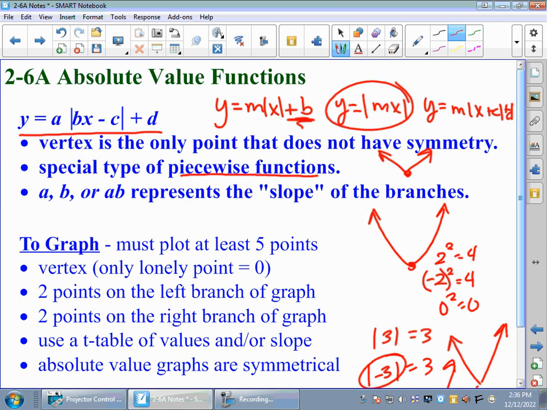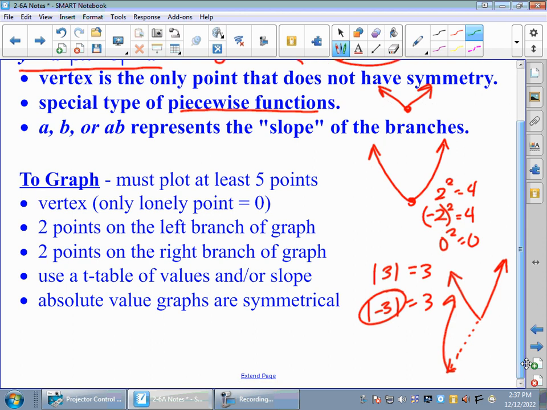The vertex is the tricky point that you just have to do the calculation for. After that, we can make a table of values, or you can just count slope. I really don't care. Slope is probably the easiest. The only thing you have to be careful of is when you count slope at the V, from the vertex, I go up and over, you're going to go up and over the other way. You actually have a positive slope and a negative slope at the same time. So you do have to change your over directions. These V's can flip upside down. So all of that has to be taken into consideration.